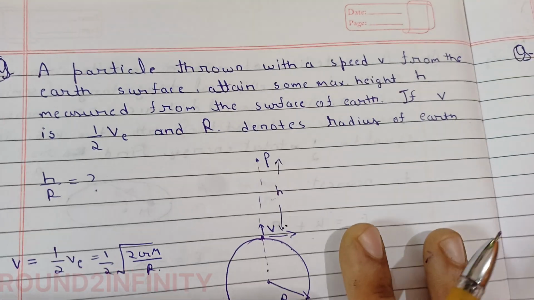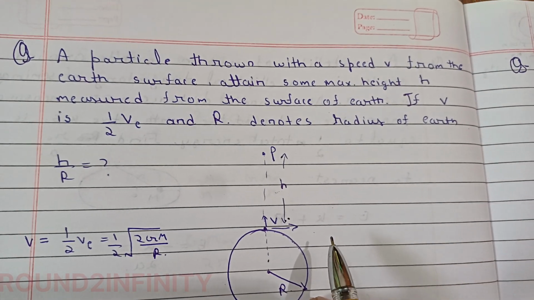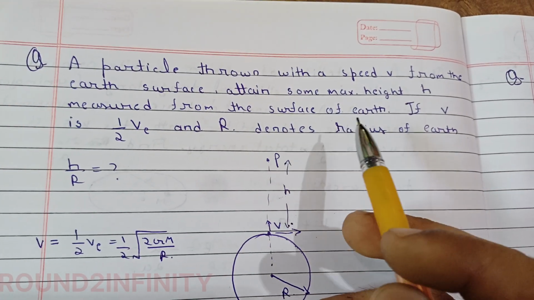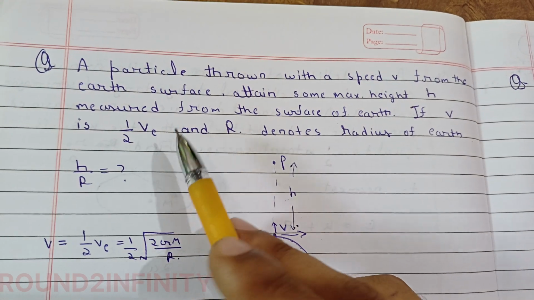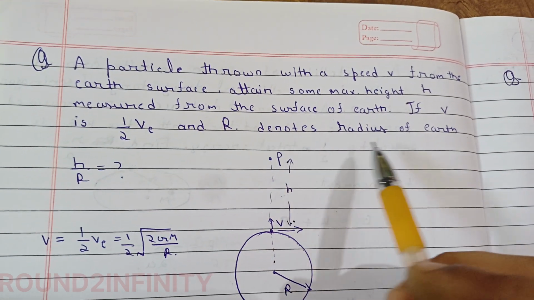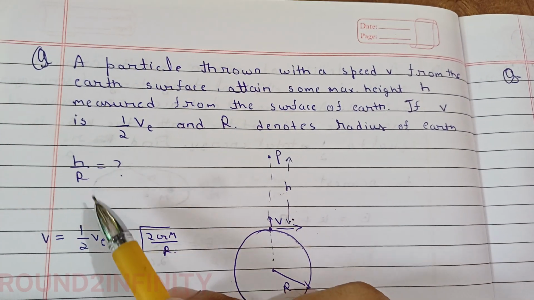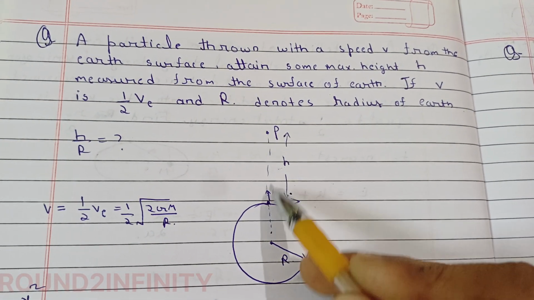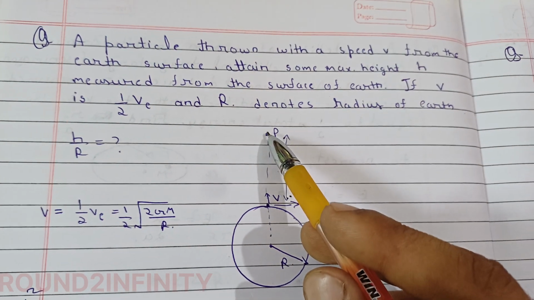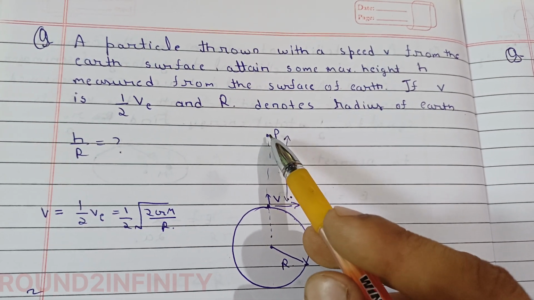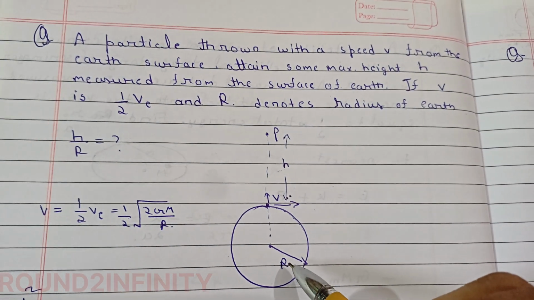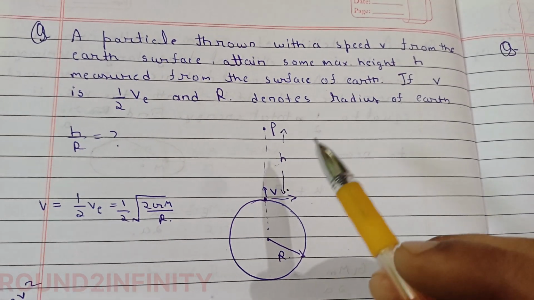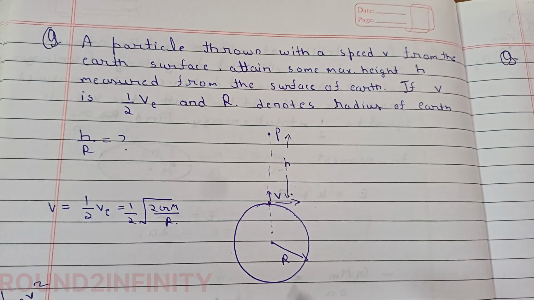Let's see another question. A particle thrown with a speed v from the Earth's surface attains a maximum height h measured from the surface of the Earth. If v is half of the escape velocity and R denotes the radius of the Earth, we need to find h by R. This figure was given. An object was thrown from here upward. It will go to the height h, where the speed will be 0, and this is R, the radius, and the initial speed is half of the escape velocity. So we need to find the ratio h divided by R.